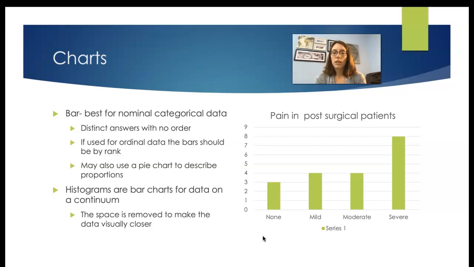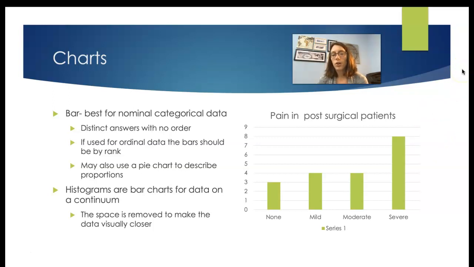It's also used for ordinal data. The bars need to be by rank. So the visual to the side here is actually ordinal data. We have a none, a mild, a moderate, and a severe. So we can clearly rank that, right? There's a curve happening here. So you can also use a pie chart to describe some proportions, but again, it depends on what you're describing. If 50% of people like pepperoni on their pizza and 50% of people prefer cheese, that's better displayed in a pie graph necessarily than a bar graph.